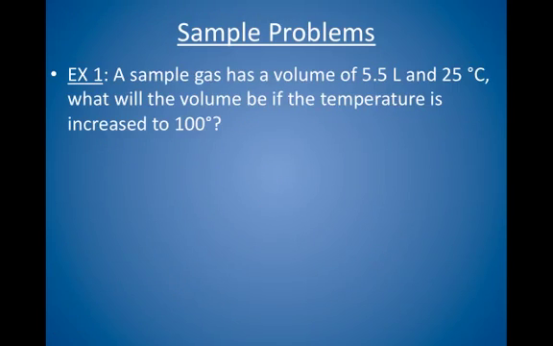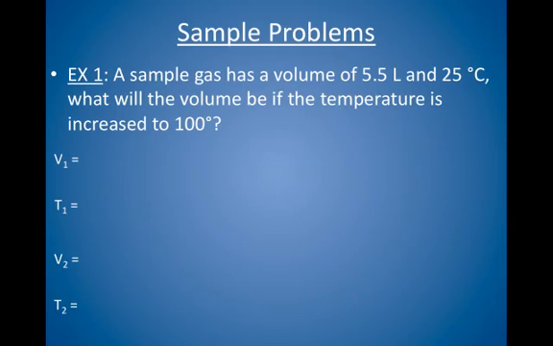First example. Again, word problems, you really got to read carefully for the units that you see. You also got to read for the context of what's the initial and what's the final conditions. So you've got a sample gas. It has a volume of 5.5 liters and 25 degrees Celsius. So that's the initial conditions. It's now asking what will the volume be. So that's looking into the future. That's your second conditions if the temperature is increased to 100 degrees Celsius.